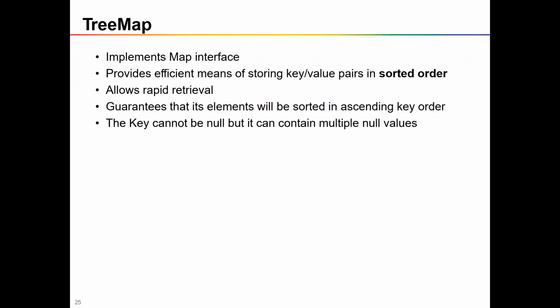But it can contain multiple null values, because in tree map sorting is performed based on the key. If the key is null, then you cannot perform sorting internally. So in tree map, the key cannot be null, but if you want, you can have multiple null values.